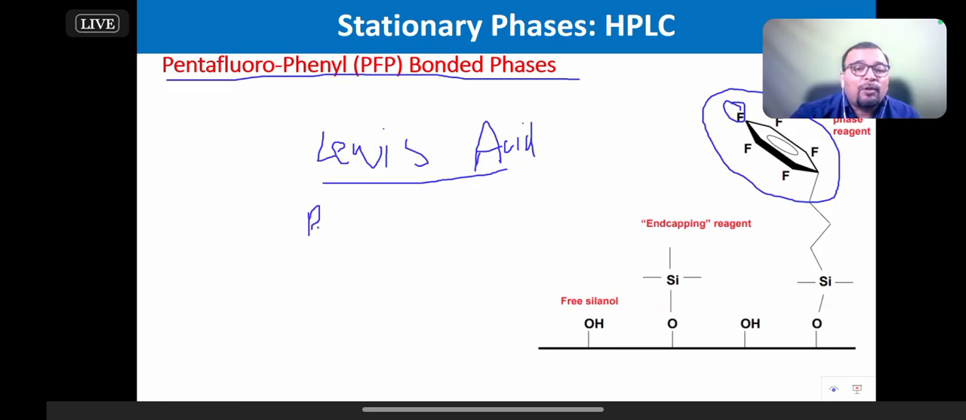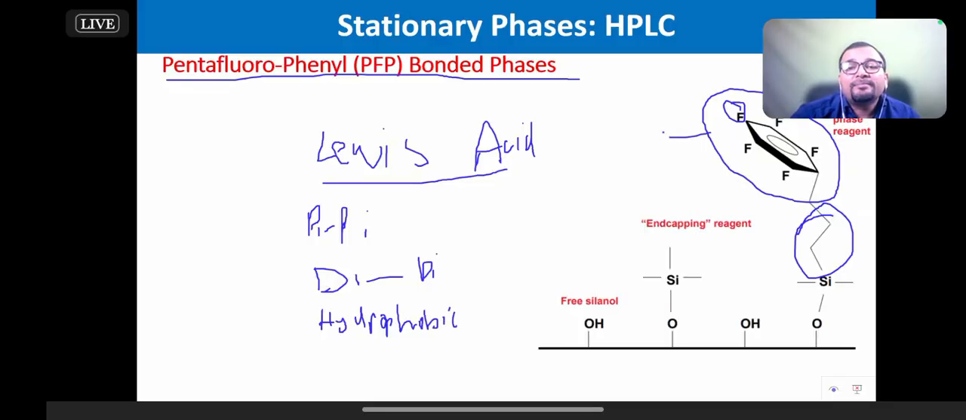Again, pi is going to be possible because there is a pi electron cloud. And now this Lewis acid can bring the dipole-dipole interaction. Now this carbon chain can bring what? Hydrophobic interaction. And what kind of interaction is possible because of this bulky group? Pentafluorophenyl is a highly bulky group. Type in steric in the comment box. Steric. See how many interactions are possible now.